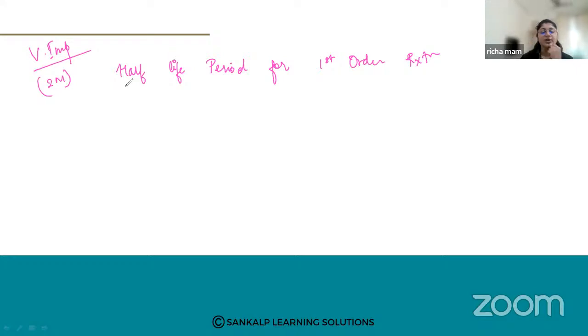Don't get confused. Read the questions properly. If they ask you to derive the integrated rate equation, then you have to derive the first order reaction equation. If they ask you to derive the half-life period, you have to derive the half-life period. So as we know, for first order reaction, the rate constant K is equal to 2.303 by T log of R naught by R, the concentration of R.